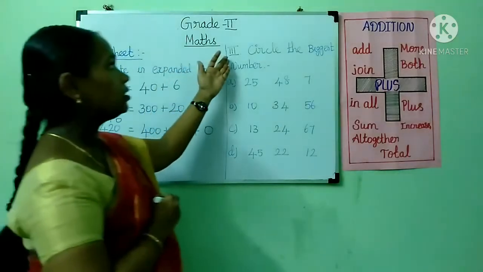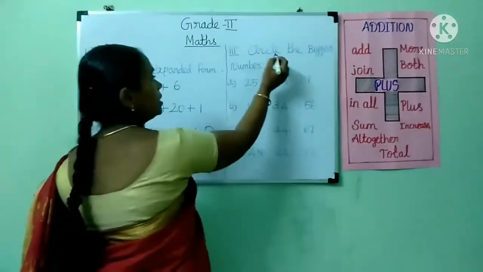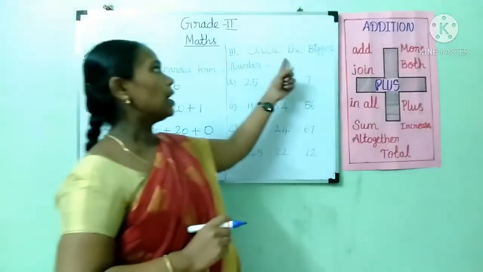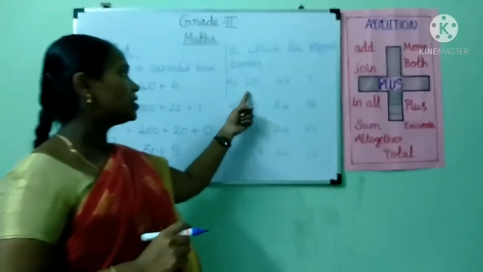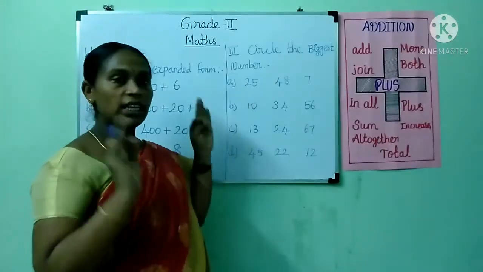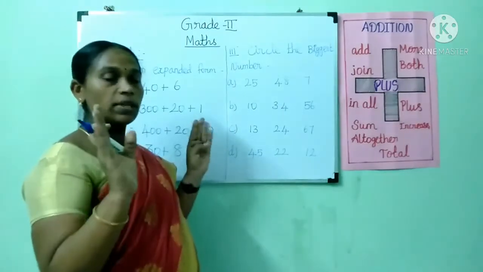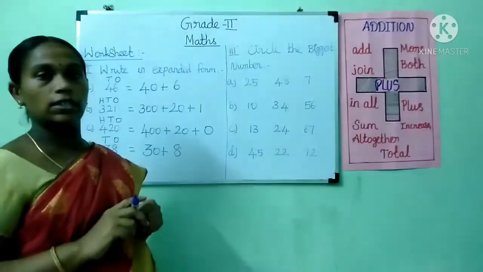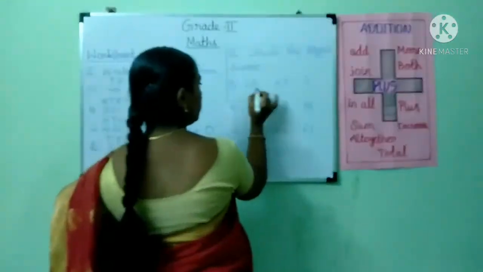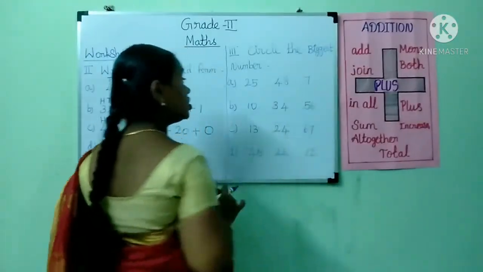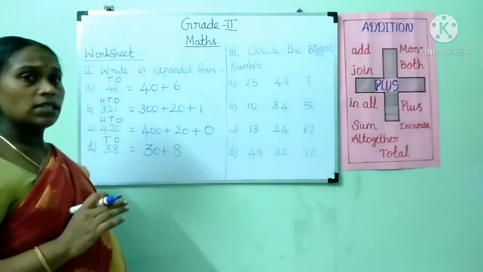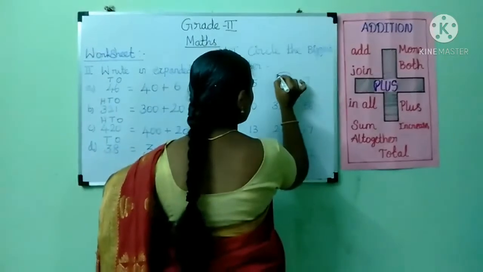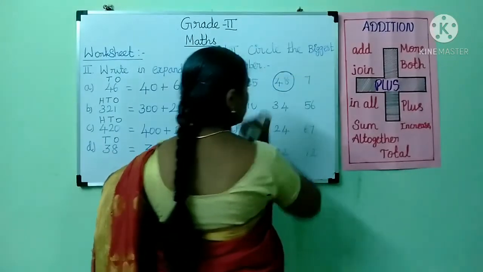Okay. The next one, third Roman. Circle the biggest number. What is this? Circle the biggest number. The first sum, here are 3 numbers. You compare these 3 numbers. Which number is the biggest number? You should put the circle. Okay. 25, 48, 7. Which number is the biggest number? Yes, 48 is the biggest number. So you should put the circle.